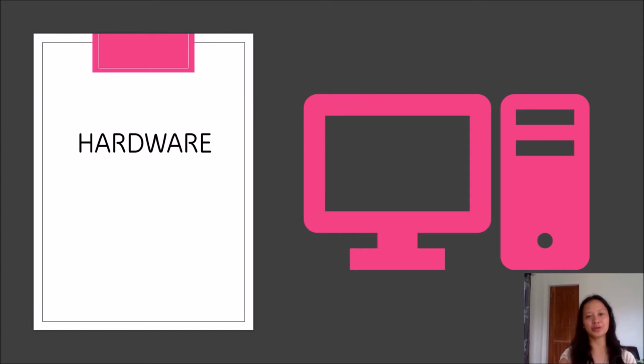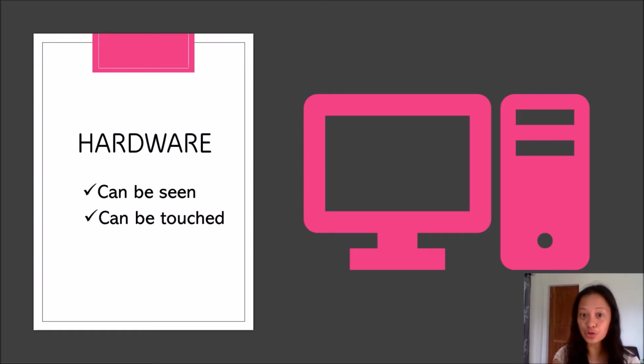The first element of the computer system is the hardware. It's easy for you to remember what hardware is, because it is something that can be seen and can be touched. So anything in a computer that you can see and touch is called hardware.